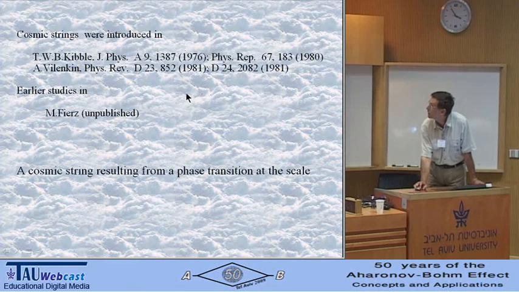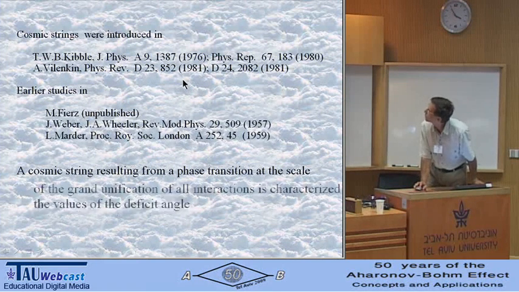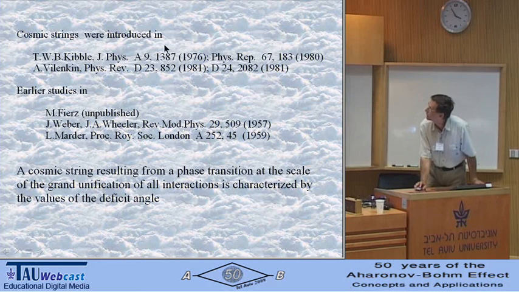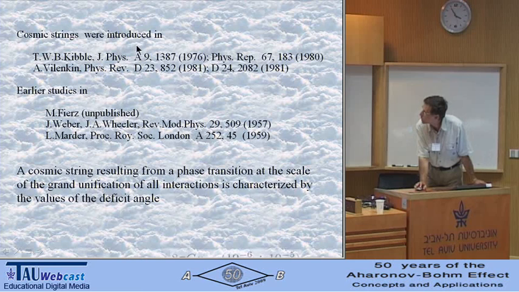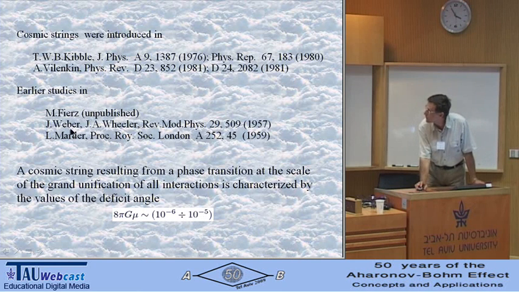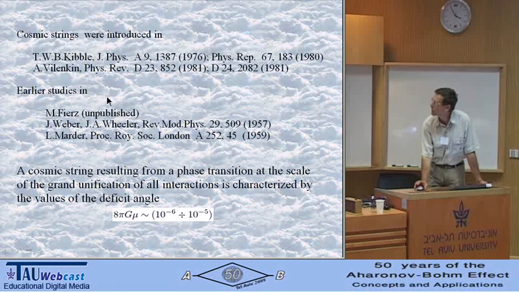These topological defects in the context of cosmology were first considered by Kibble and Vilenkin, but much earlier they were considered as conical spaces by Firth and others.